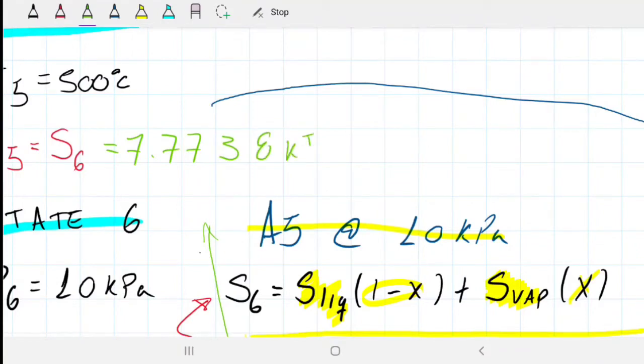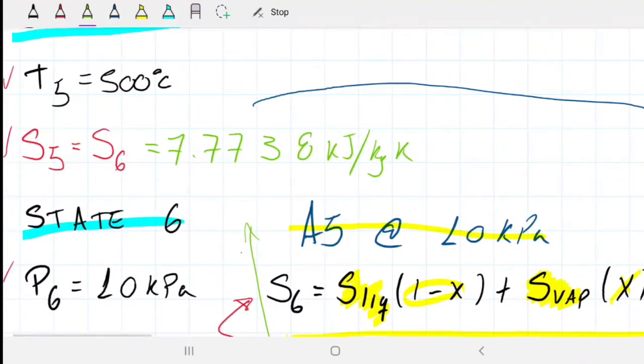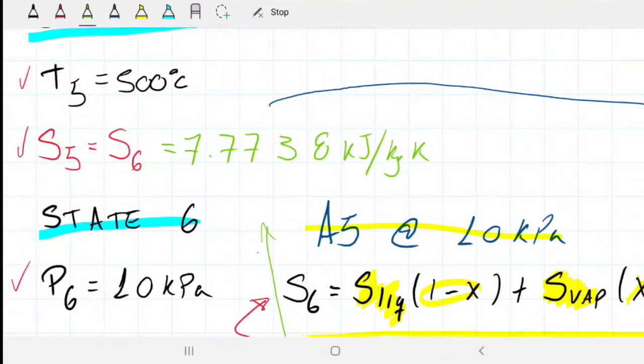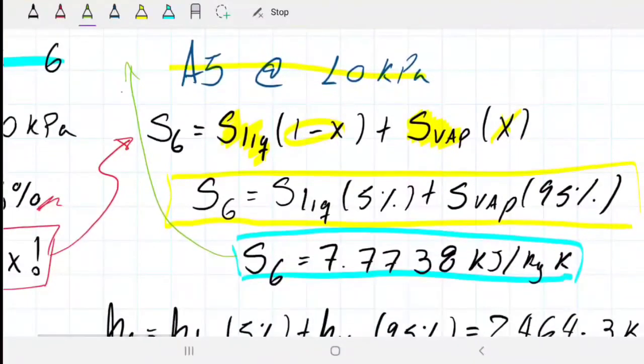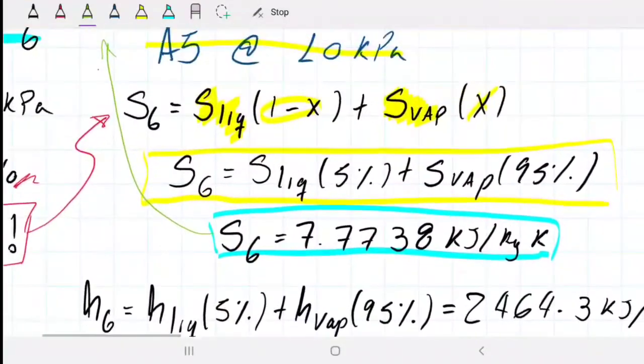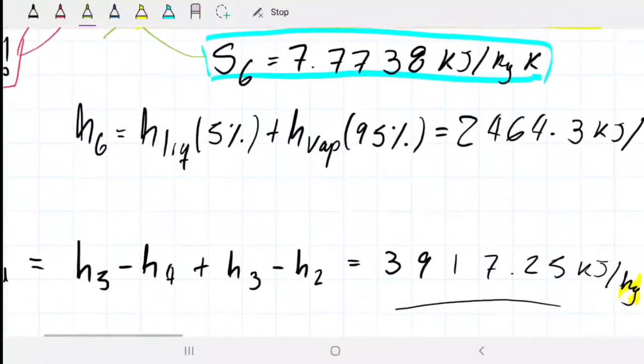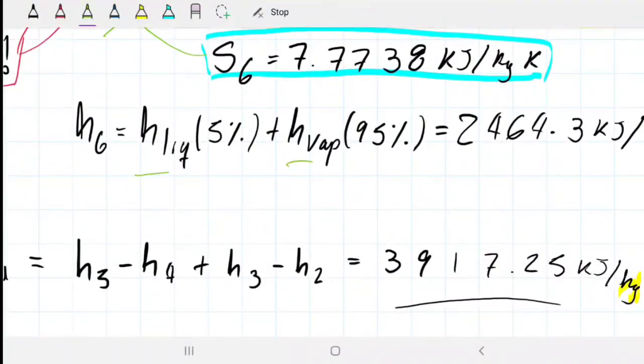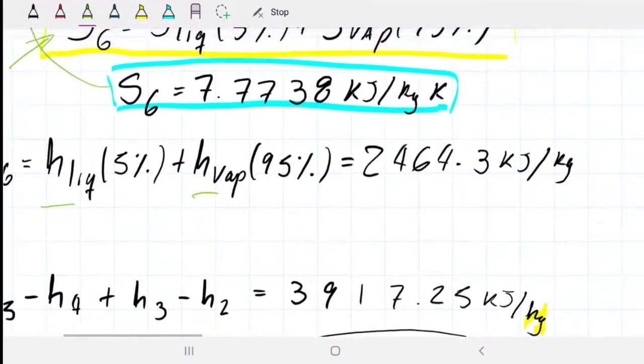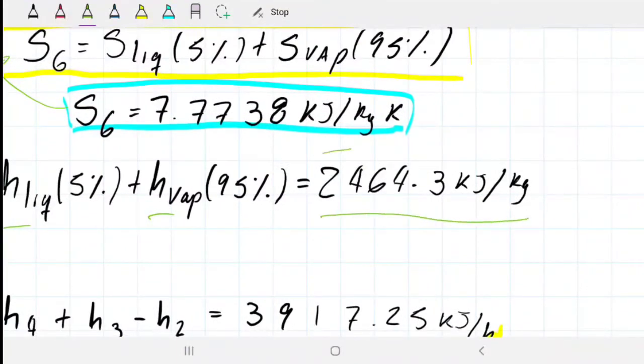7.7738 kilojoules per kilogram Kelvin. Okay, so now I have two things for state 5 and I can solve this. But since we're doing this already on state 6, let's just finish off and grab the enthalpy, right? It's going to be exactly the same idea as the entropy, but instead of putting entropy values, I'm going to be putting enthalpy values here and here. And I can solve for that and grab my enthalpy for state 6. Okay, so now I have states 1, 2, 3, and 6 defined. I'm missing 5 and 4.